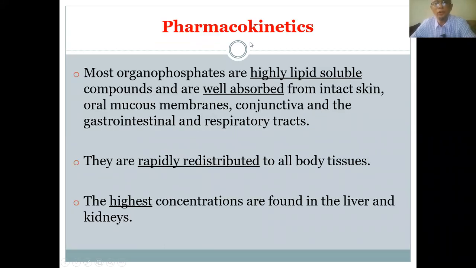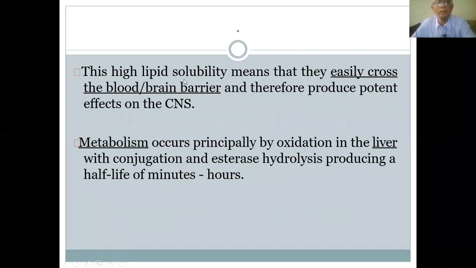Now comes the pharmacokinetics. Most organophosphates are highly lipid soluble compounds and are well absorbed from the intact skin, oral mucous membrane, conjunctiva, and gastrointestinal and respiratory tract. They are rapidly redistributed to all the body tissues. The highest concentrations are found in the liver and kidneys.